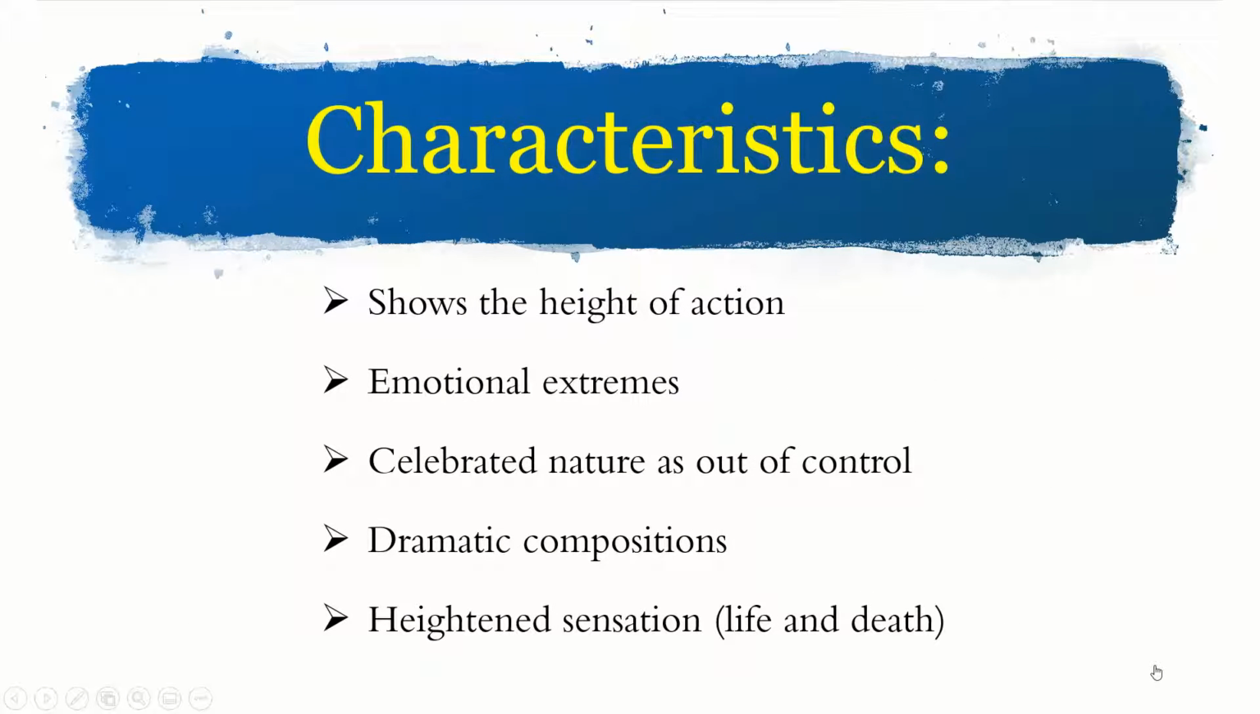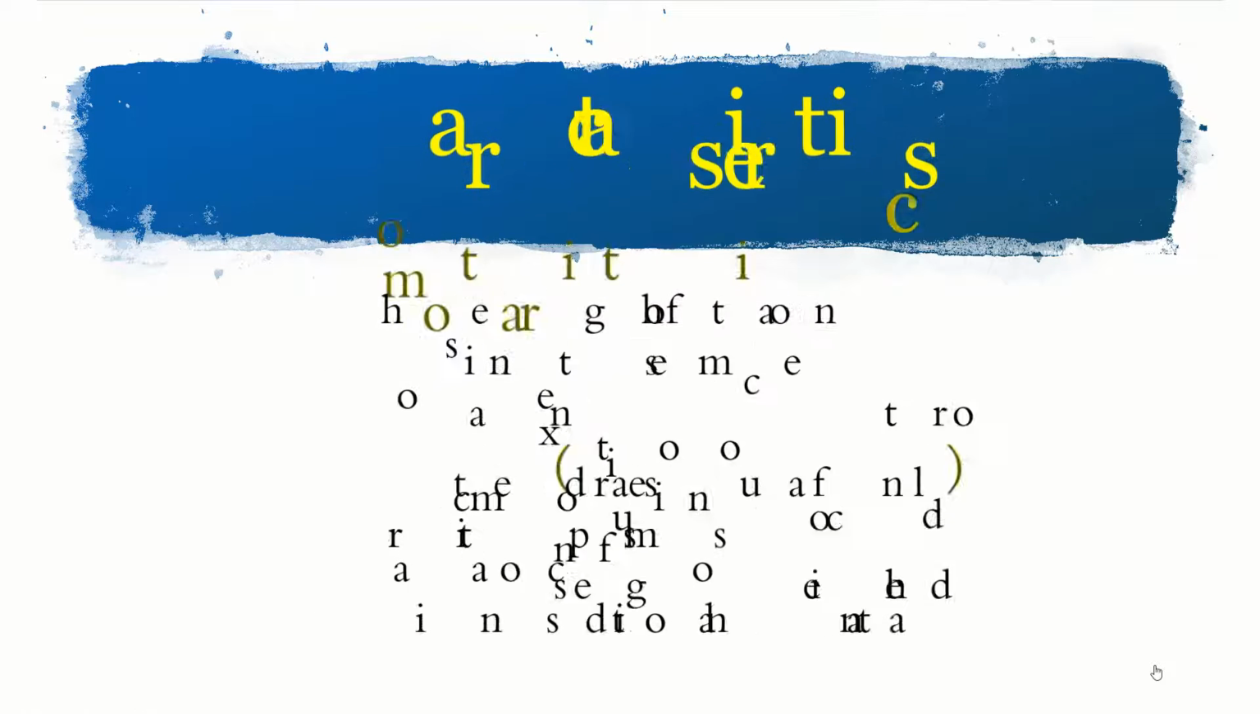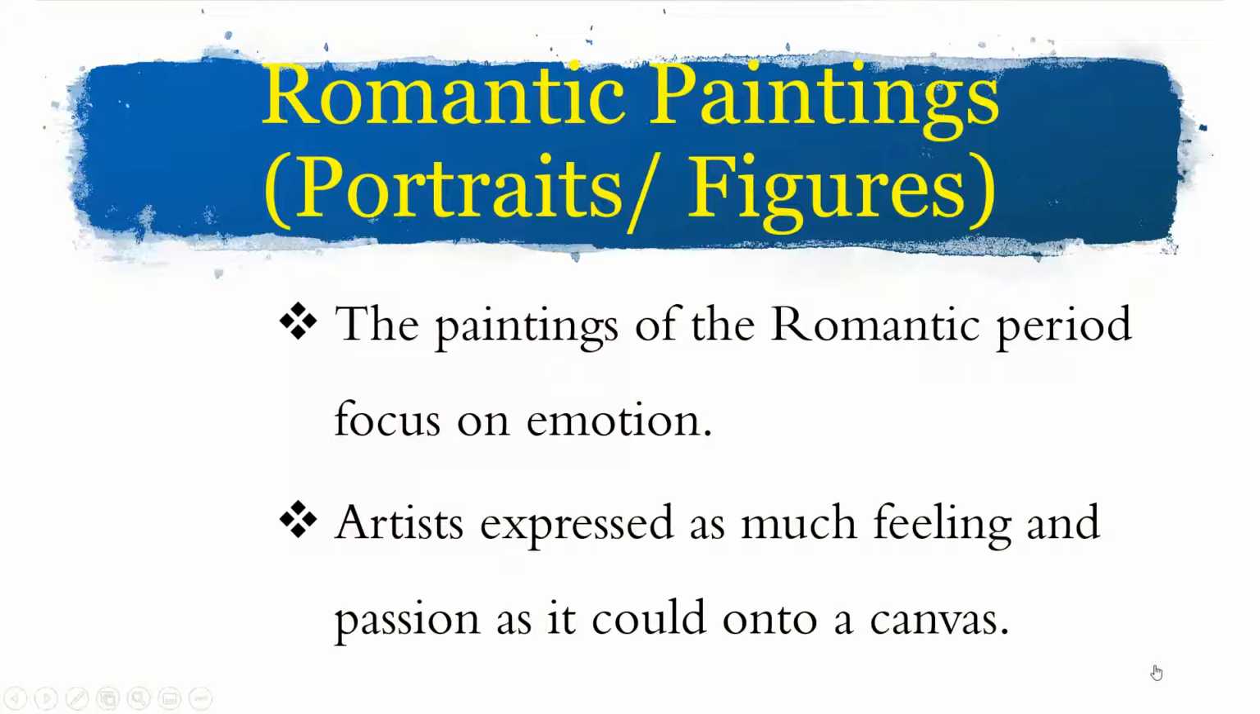Here are the characteristics of Romanticism. Shows the height of action, emotional extremes, celebrated nature as out of control, dramatic compositions, heightened sensation, life and death. Now let's talk about Romantic paintings, portraits, and figures. The paintings of the Romantic period focused on emotion. Artists express as much feeling and passion as it could onto a canvas.